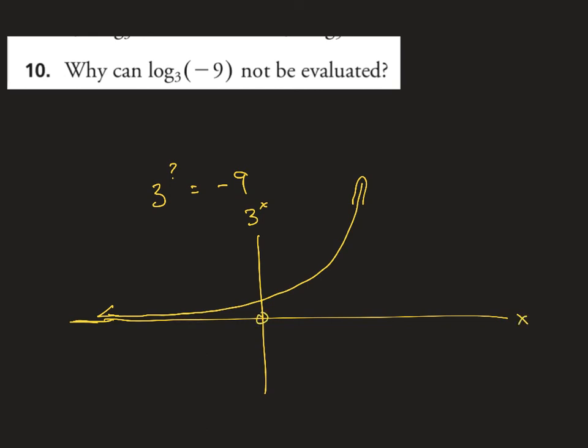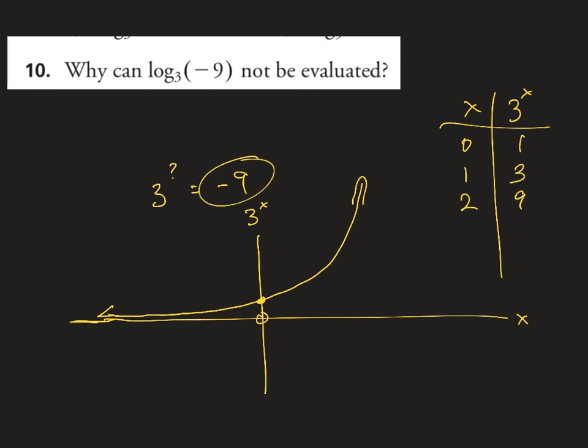If you notice, there's no x value. If I plug in x is 0, I get 1. 3 to the 0 is 1. Right? x and 3 to the x. If I put in a 0, I get 1. If I plug in a 1, I get 3. If I plug in a 2, I get 9. Well, that's certainly not going to be -9.